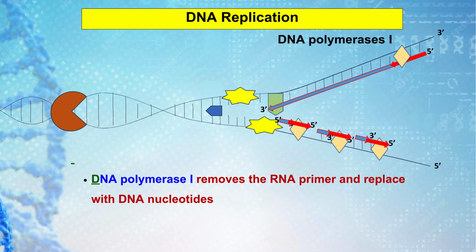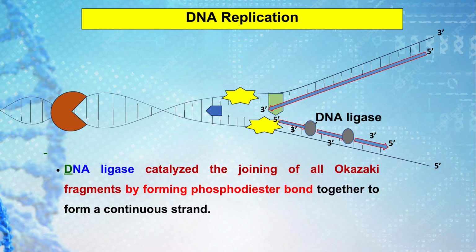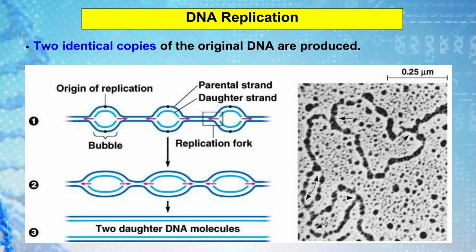DNA polymerase 1 removes the RNA primer and replaces it with DNA nucleotides. DNA ligase catalyzes the joining of all Okazaki fragments by forming phosphodiester bonds together to form a continuous strand. Two identical copies of the original DNA are produced.